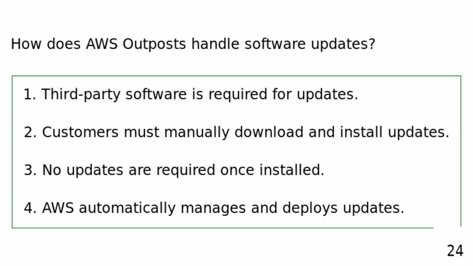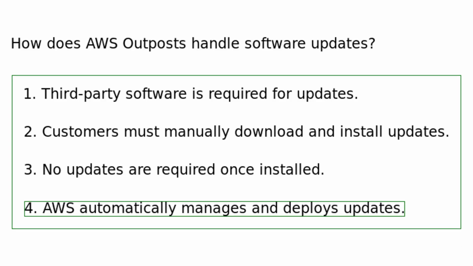How does AWS Outposts handle software updates? Third-party software is required for updates. Customers must manually download and install updates. No updates are required once installed. AWS automatically manages and deploys updates. AWS manages and deploys software updates for Outposts, ensuring that the infrastructure remains up-to-date and secure.